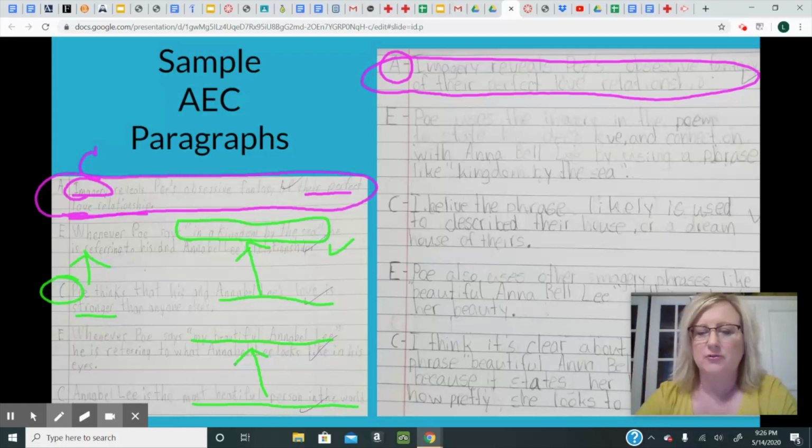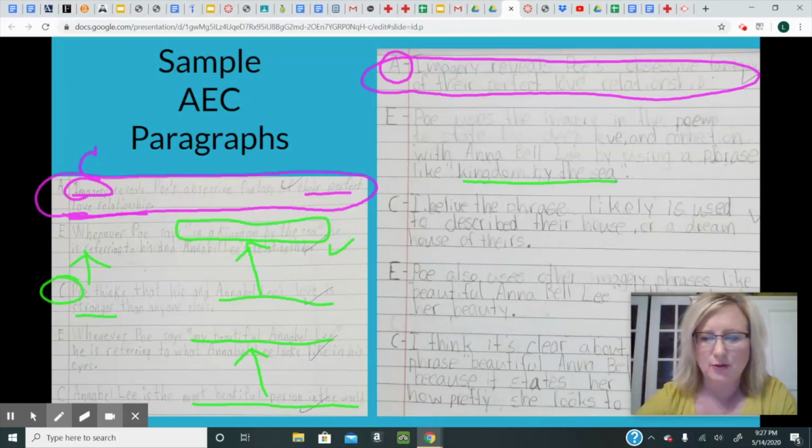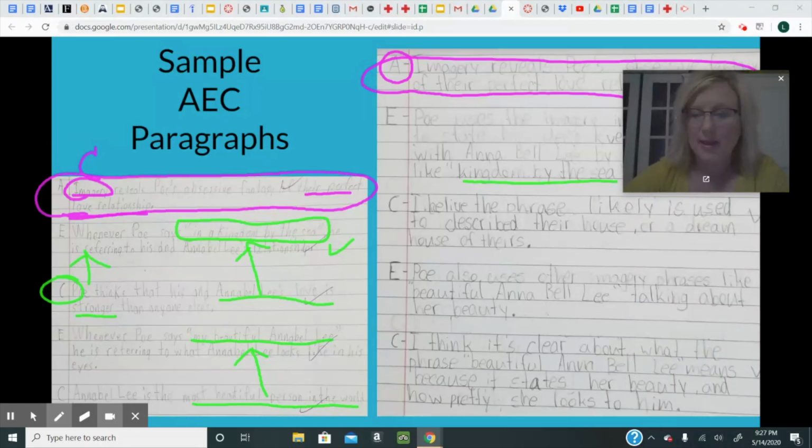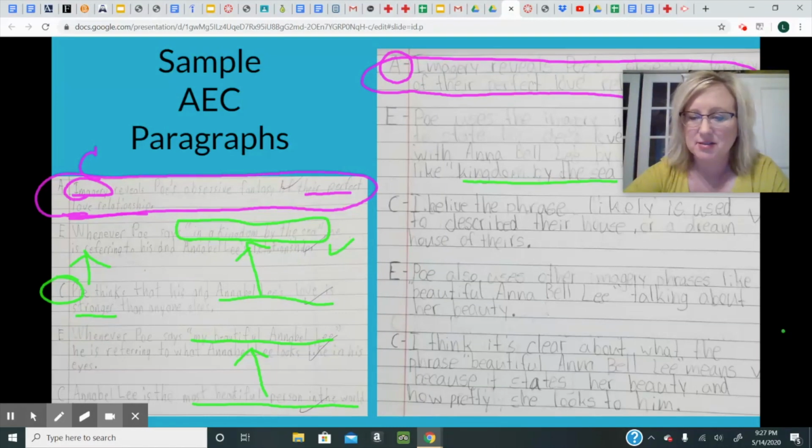Again, you can see this over here as well. Uses imagery, deep love, and Kingdom by the Sea was also used, but notice they're totally different sentences. Of course, Annabelle, bless her heart, was misspelled there. I believe the phrase is likely used to describe their house, or a dream house. I think a girl wrote this. So their kingdom by the sea was a literal thing. It was somewhere that they lived or wanted to live. Again, girl here. And we're talking about her beauty and beautiful Annabelle.